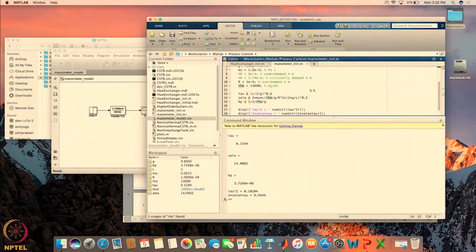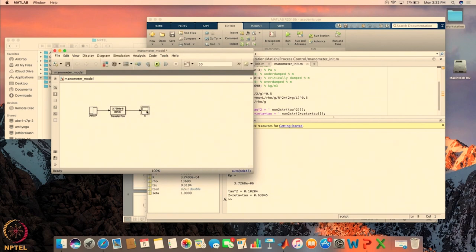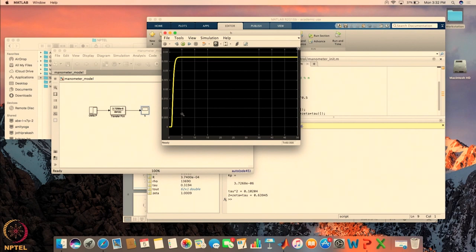Now when we look at the critically damped response, in that case we will be increasing the radius of this manometer, and if the radius goes to 3.7 times 10 raised to minus 4, you will notice that the damping coefficient becomes almost equal to 1. Tau and K_P remain the same, and if we put that value here, we will see that the response has sped up significantly. It looks similar to the previous response, but the only difference is it becomes a little faster.